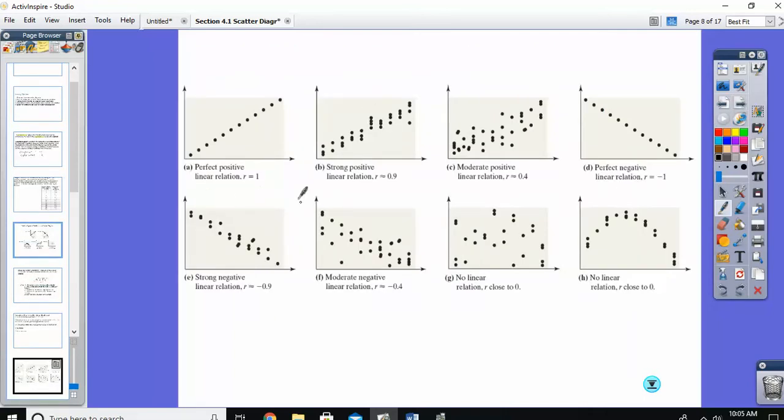This is just showing you some more examples. This is like a perfect R equals 1. This one, the R was 0.9, so it's still a pretty strong positive. This is an R of 0.4. You can still see it's positive, but the points are a lot more spread out. And this is your perfect -1. The last two, these are when R is close to 0. The first one we see there is no relationship at all. The second one, we still get an R close to 0, but there really is a pattern there.